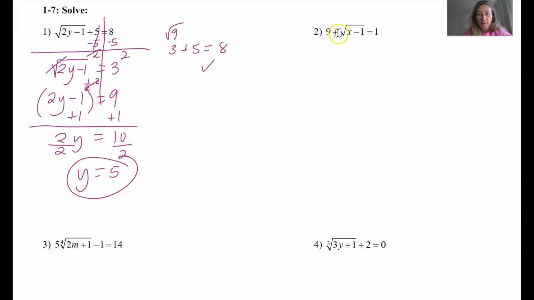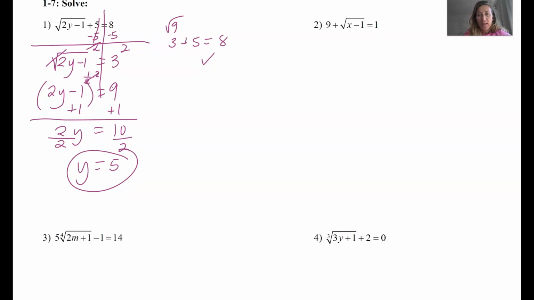So here the radical expression is the square root of x minus 1. And so it's 9 plus the radical of x minus 1. I need to get rid of this 9. So that's a positive 9. I'm actually going to subtract 9 on both sides of the equal sign. When I'm done with that, I'm left with radical x minus 1 is equal to negative 8. And this is a problem.